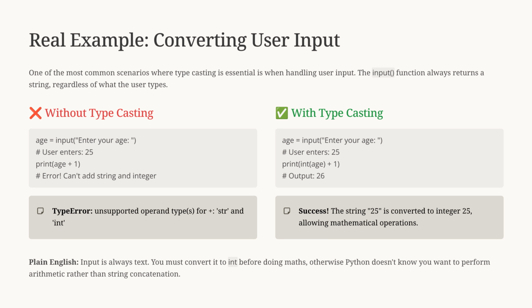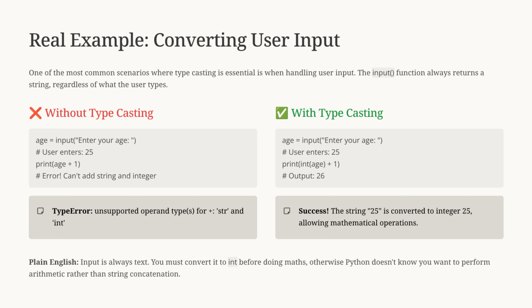Here's a practical example that shows why typecasting matters. Let's say you ask the user for their age. When they type 25, Python still treats it as text. If you try to add 1 year, you'll get an error because Python can't add text and numbers together. To fix this, we use typecasting. By wrapping the input in int(), like int(age), we convert the text into a number. Now Python understands it's numeric and can add 1, giving 26 as the result.